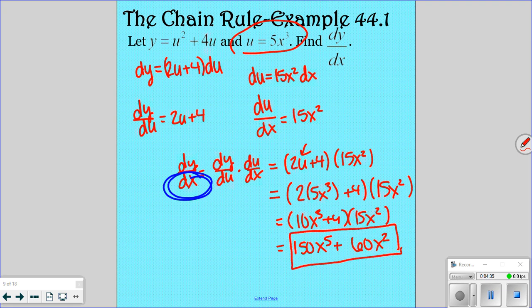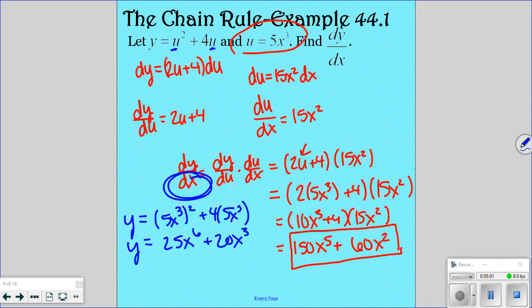That's how you can use chain rule. I'll show you another way you can work through this one. If we plug in our u here, y equals (5x cubed) squared plus 4 times 5x cubed. Then you would have y equals 25x to the 6th plus 20x cubed.